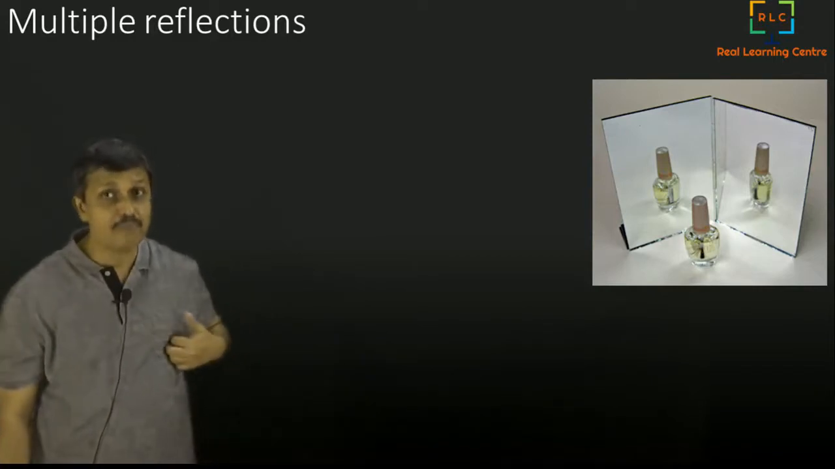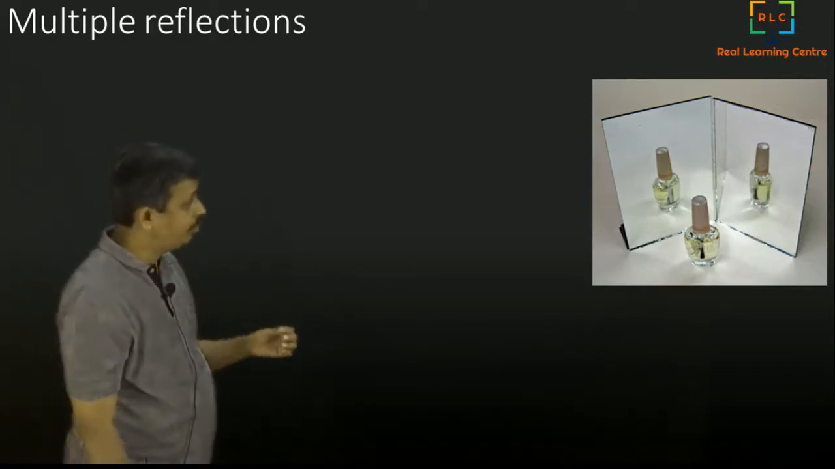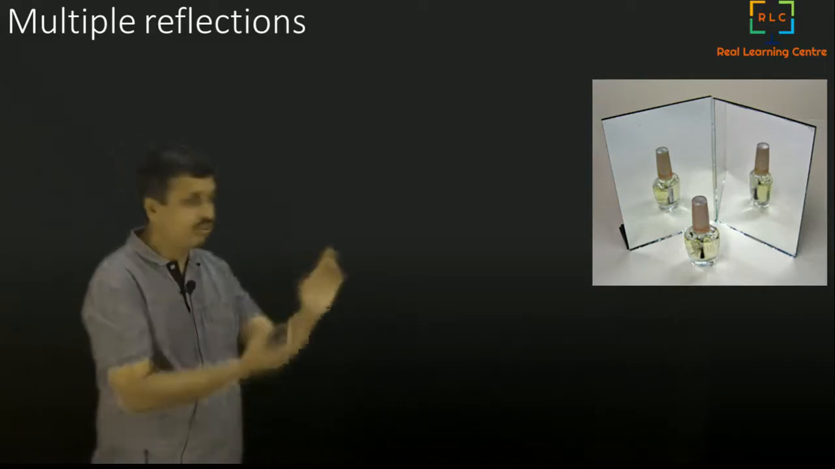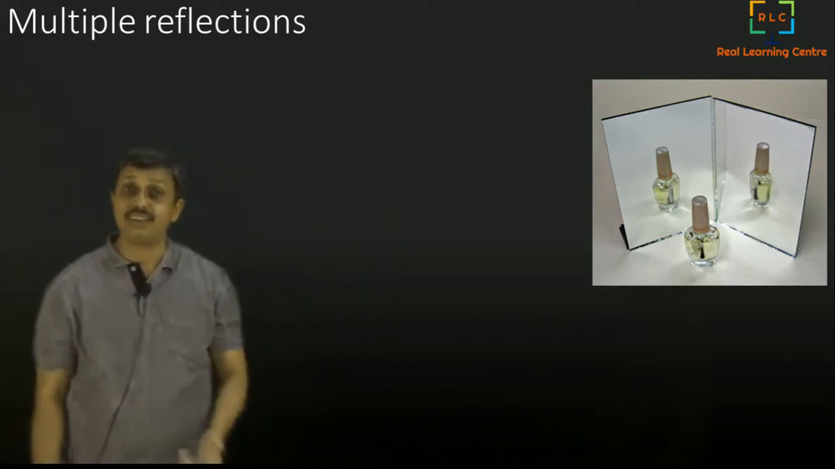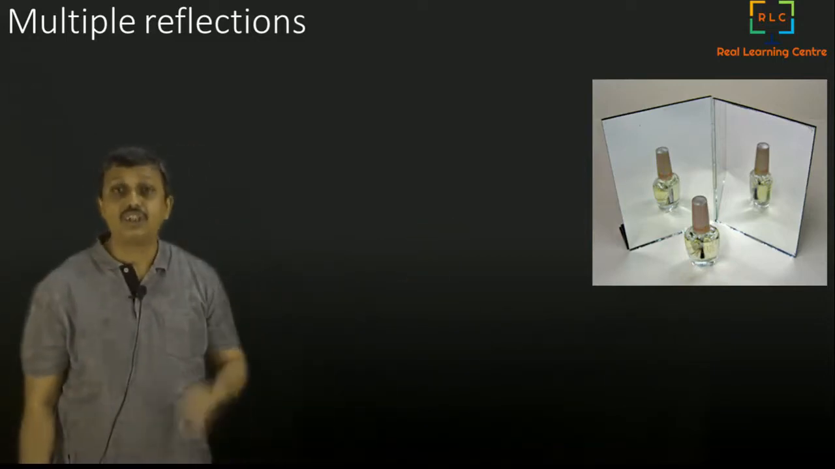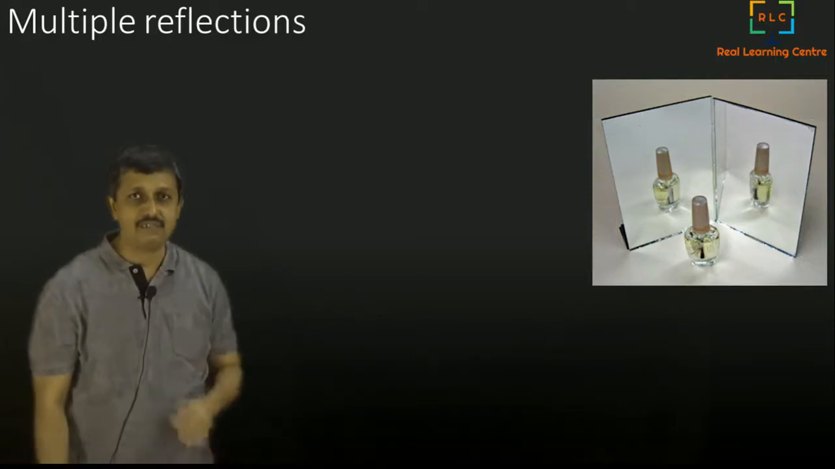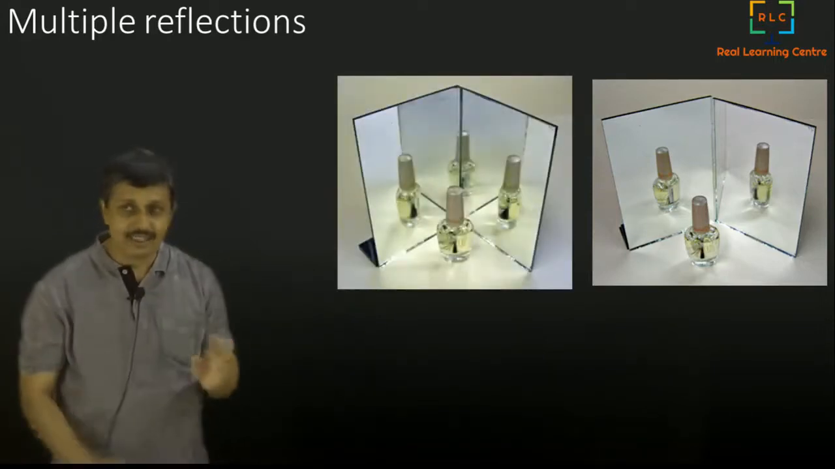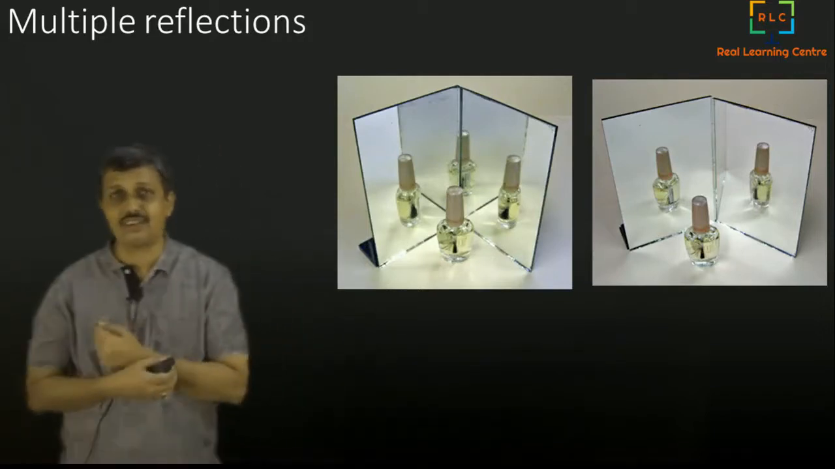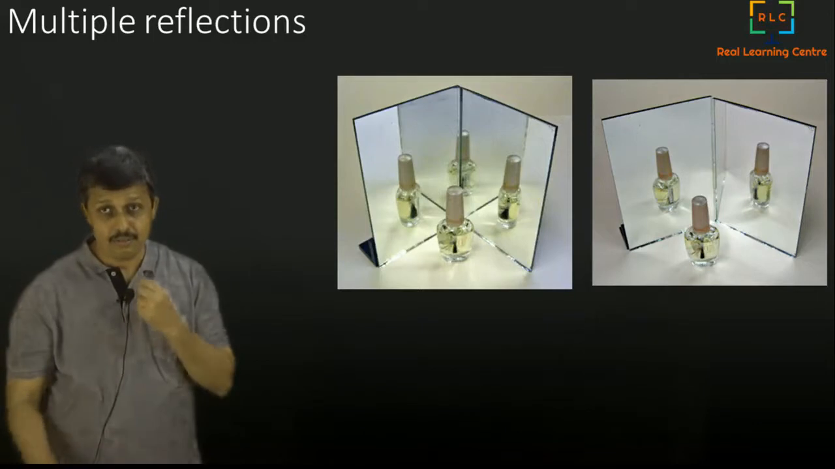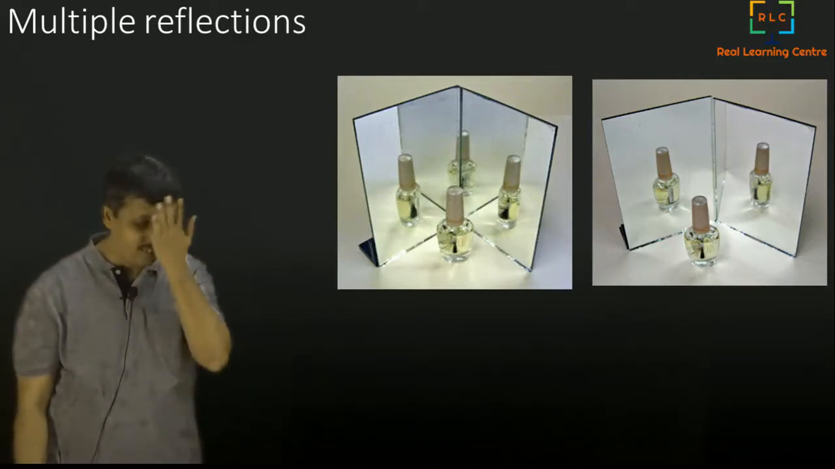I think you have seen many times that you can take two mirrors and put them at some angle between them and you can see more reflections. Let's say in this case you can see three reflections, not two reflections. The third one is the object itself. Now you can also change the angle and still see three reflections. So can you get more? You can get 4, 5, 6, many reflections.